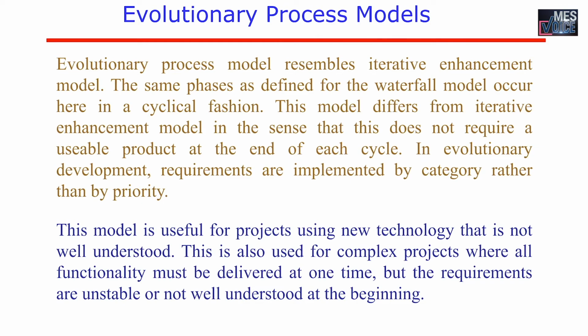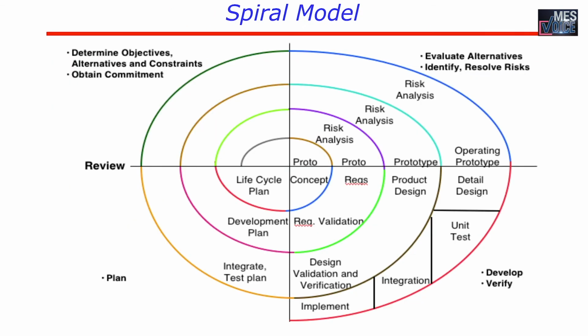And the main disadvantage of this model is that it is very difficult to divide the problem into several versions that would be acceptable to the customer, which can be incrementally implemented and delivered. And the next life cycle model in software engineering is the spiral model. It is a very important one, and the diagrammatic representation is shown in the slide.